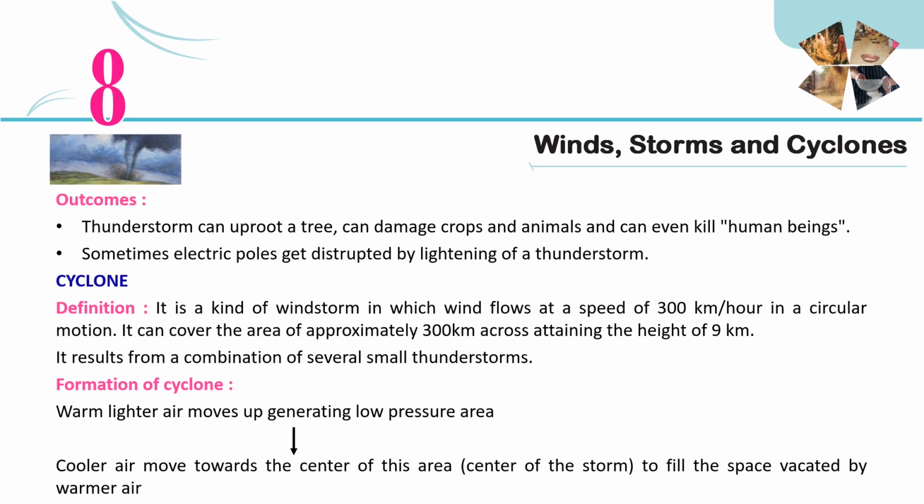Cyclone. Definition. It is a kind of windstorm in which wind flows at a speed of 300 km per hour in a circular motion. It can cover an area of approximately 300 km across, attaining a height of 9 km. It results from a combination of several small thunderstorms. Formation of cyclone. Warm lighter air moves up, generating a low pressure area. Cooler air moves towards the center of this area, the center of the storm, to fill the space vacated by warmer air.